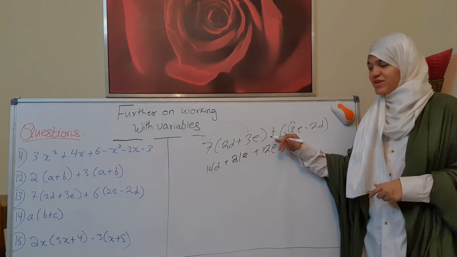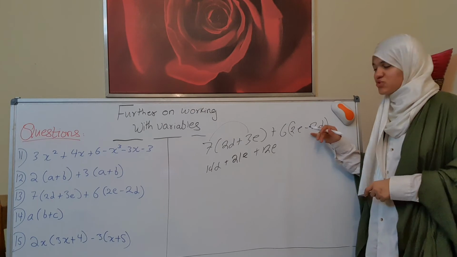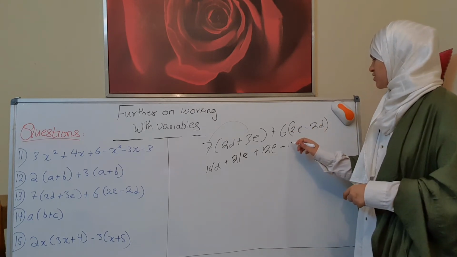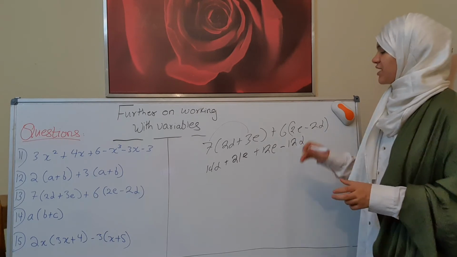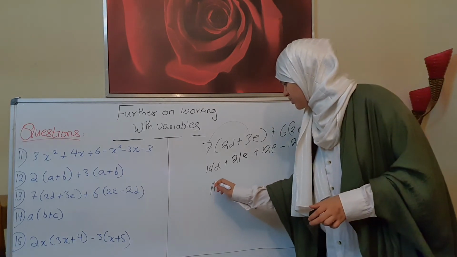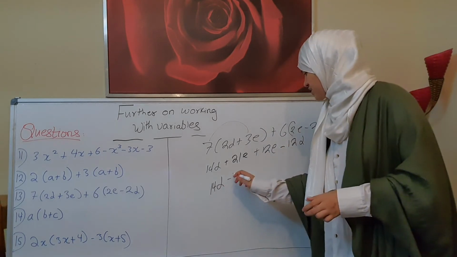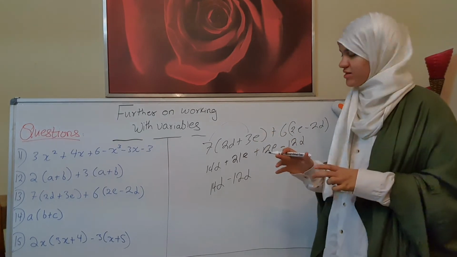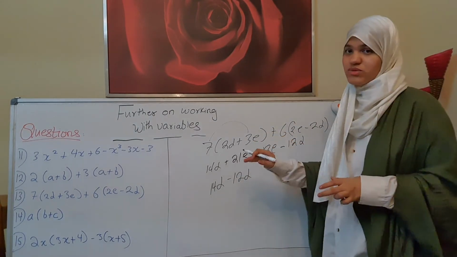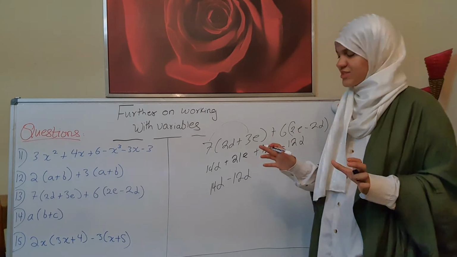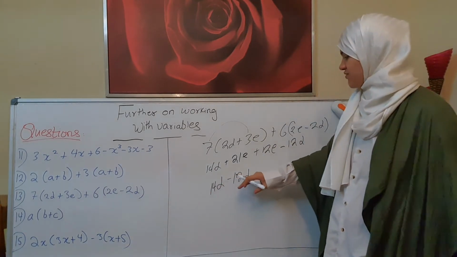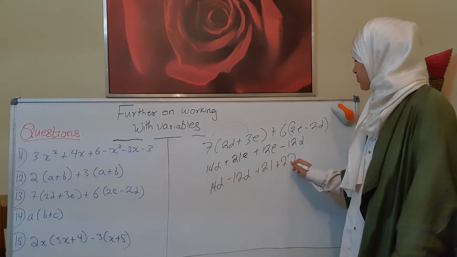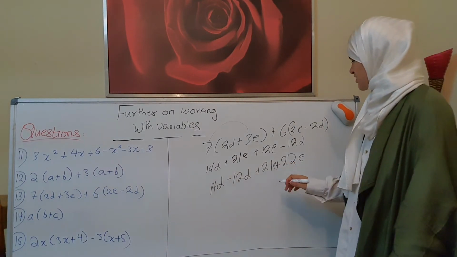And here, positive 6 times negative 2d will be negative 12d. Now what we will do is 14d minus 12d. Why? Because we will collect the like terms together, d with the d and e with the e. That means the like terms: 14d minus 12d, and here plus 21e plus 12e. Both of them are e.